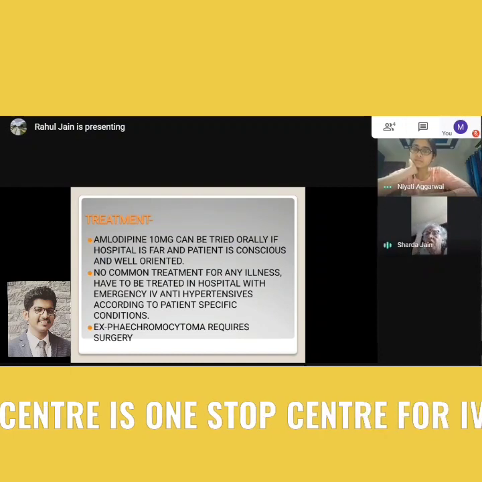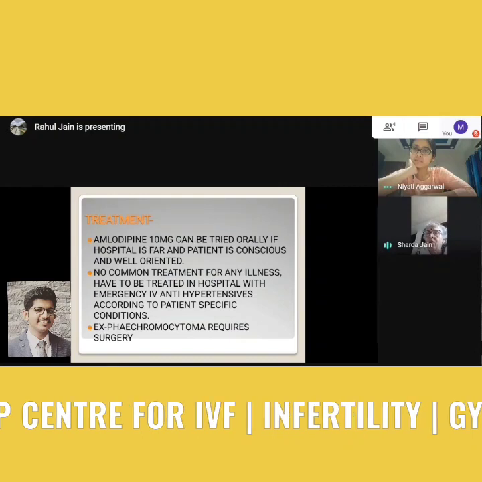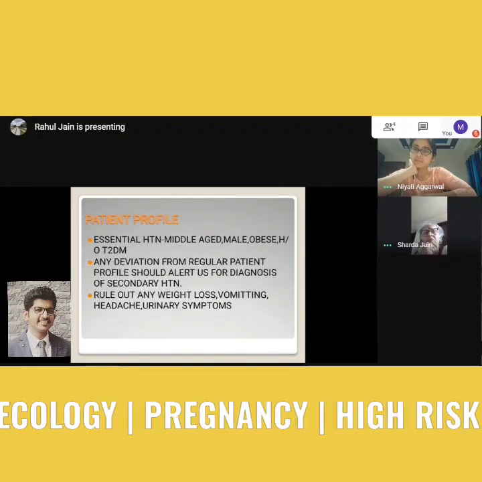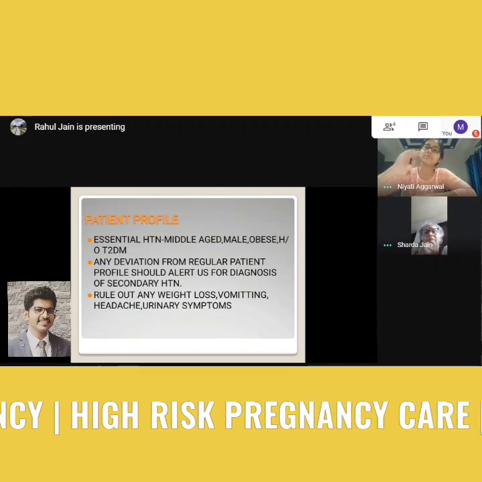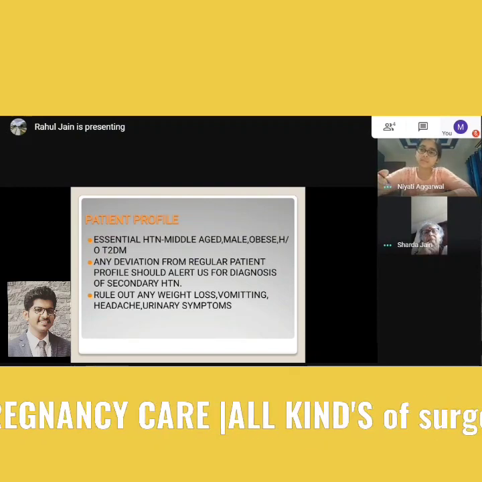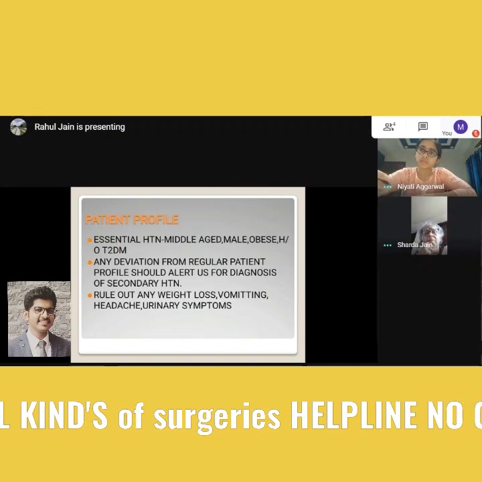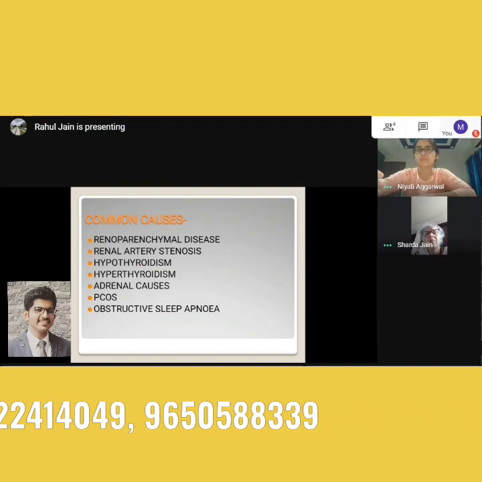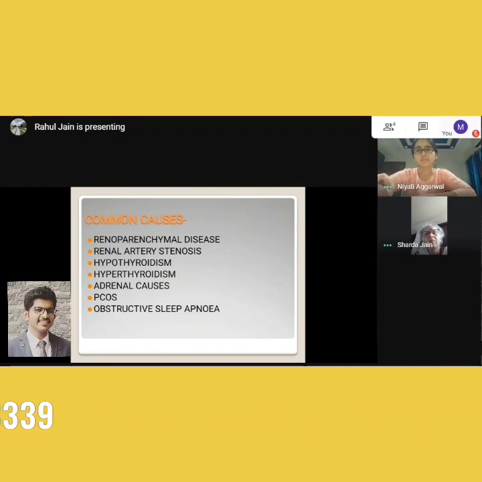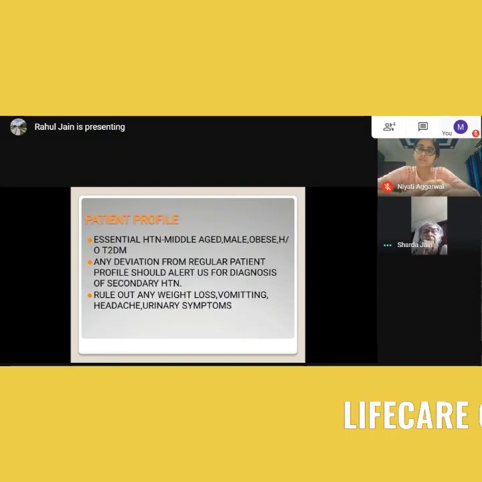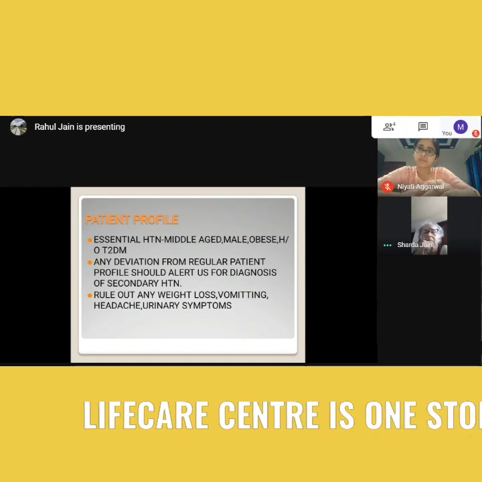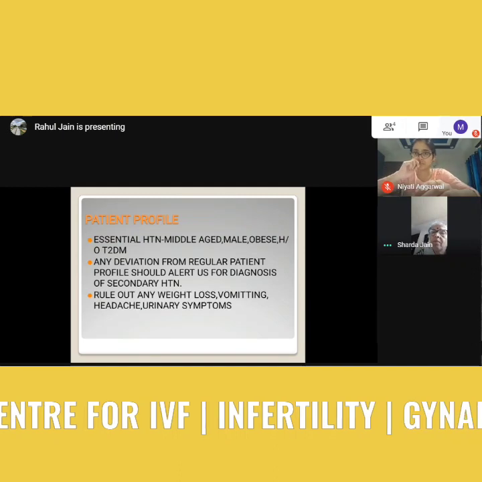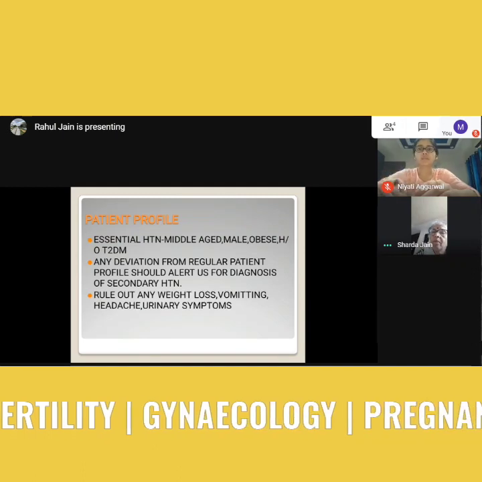So the vomiting, weight loss, what does it point to? Weight loss can be associated; first of all, we will come to urinary symptoms. If we see urinary symptoms, they can point to renoparenchymal diseases and renal artery stenosis. Always ask about vomiting, headache, urinary symptoms, weight loss, again for ruling out secondary hypertension from the history point of view.